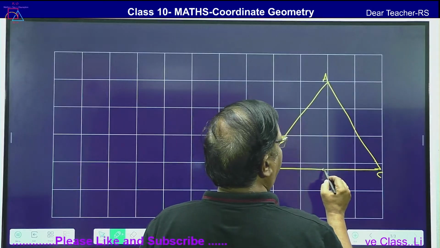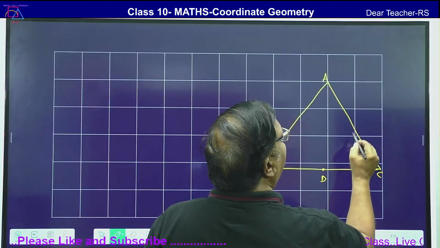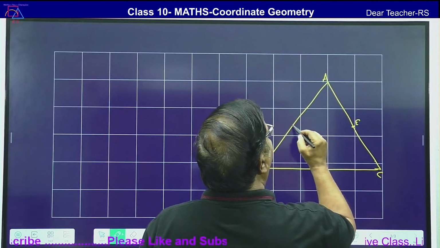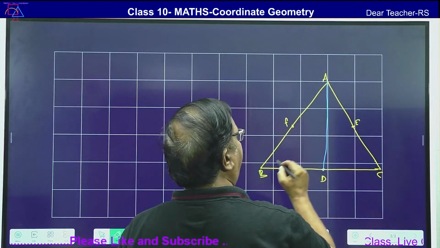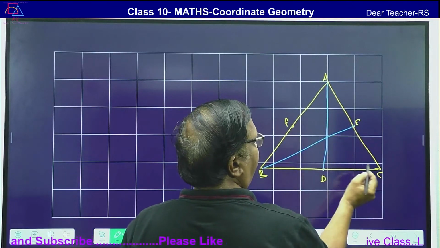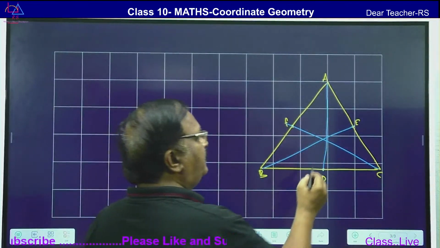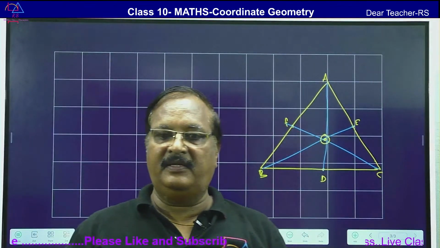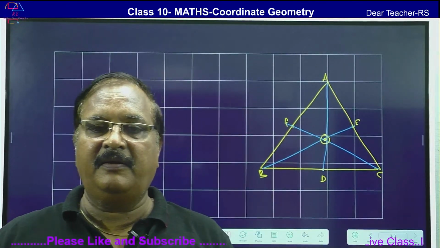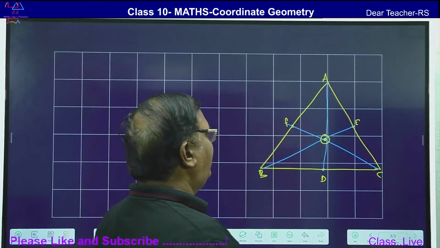So if medians are there, I'll draw them with the blue color. Say this is D, this is E, and this is F. So AD is one median, BE is one median, and CF is one median. Now this is the point of intersection of medians. This point of intersection we call centroid.